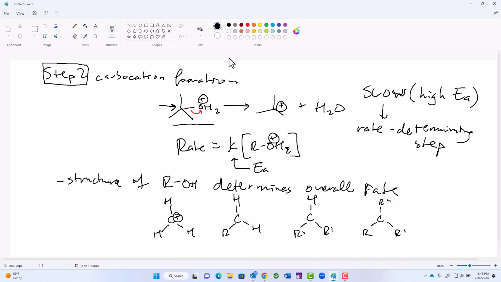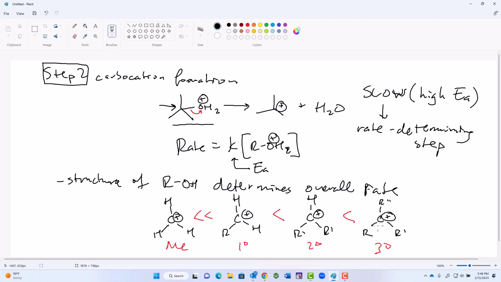And what we see is that a methyl carbocation reacts much, much slower than a primary, which reacts slower than a secondary, which reacts slower than a tertiary. And I'll just label these down here: methyl, primary, secondary, tertiary. And I forgot to indicate these are carbocations.